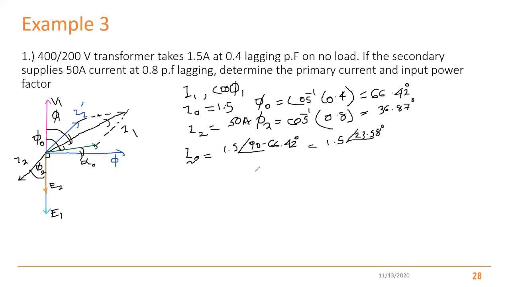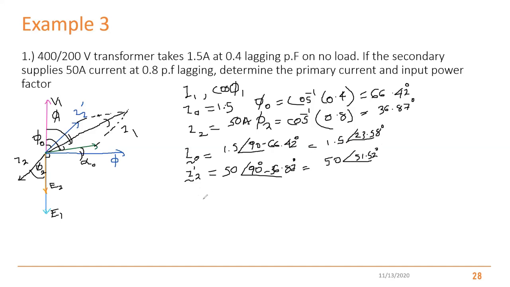Okay, degrees. So same way I can find I2 dash as 90 degrees minus phi 2. Okay, so you can find this angle here is same as phi 2. Therefore, 90 minus 36.87, so this evaluates to 51.52.